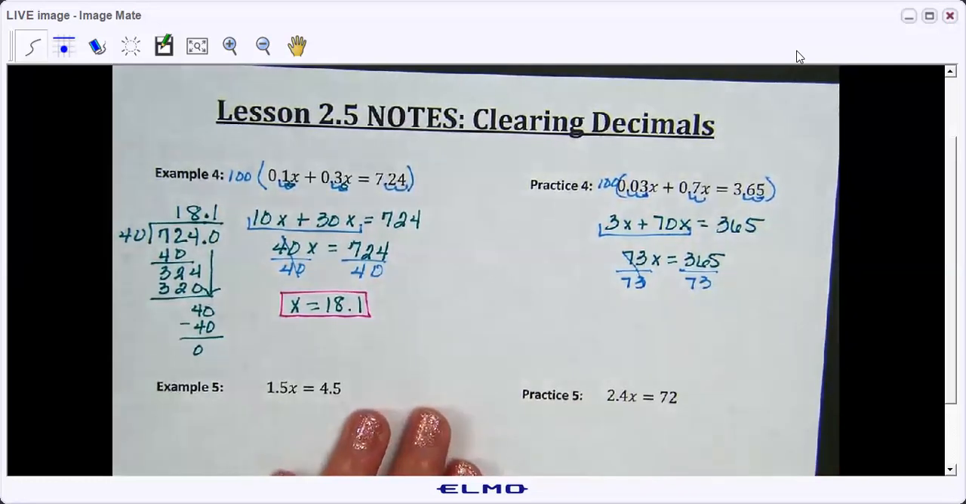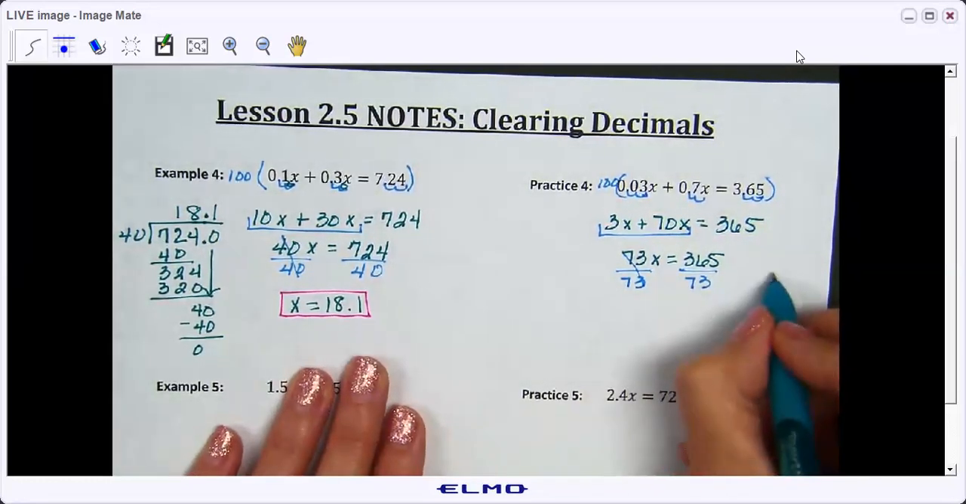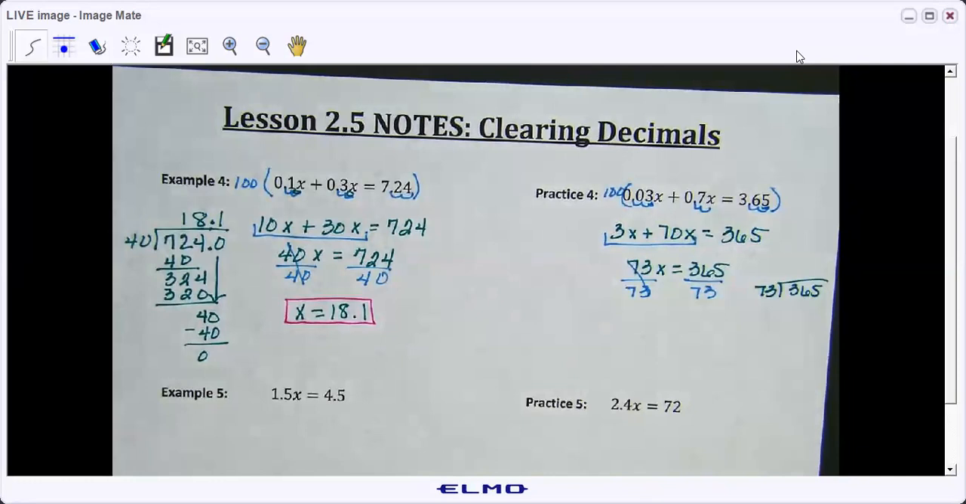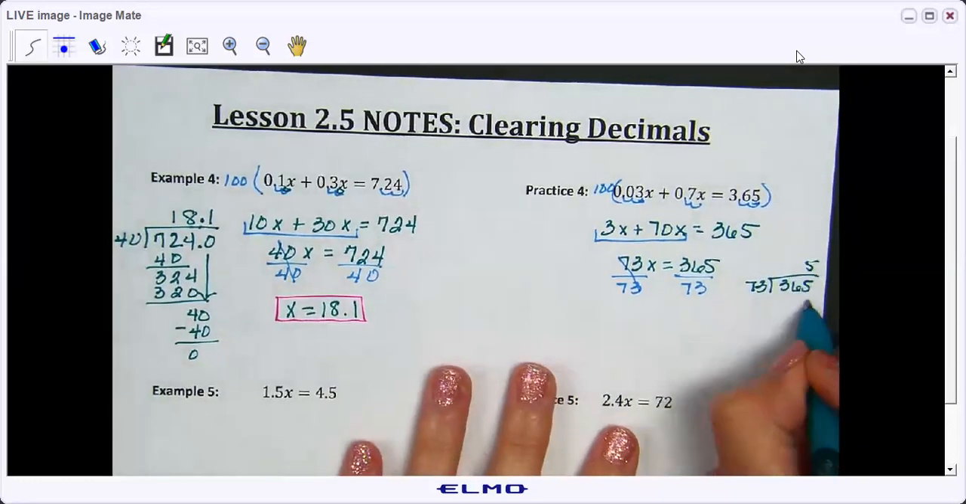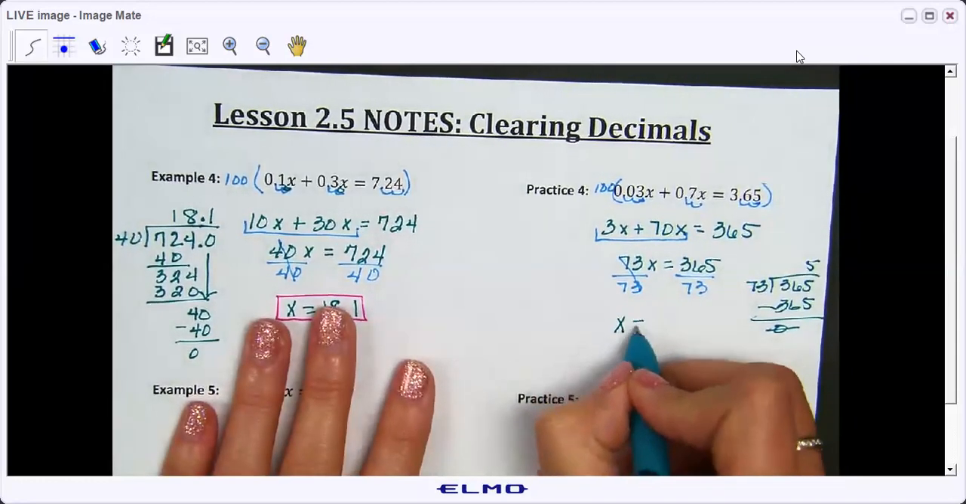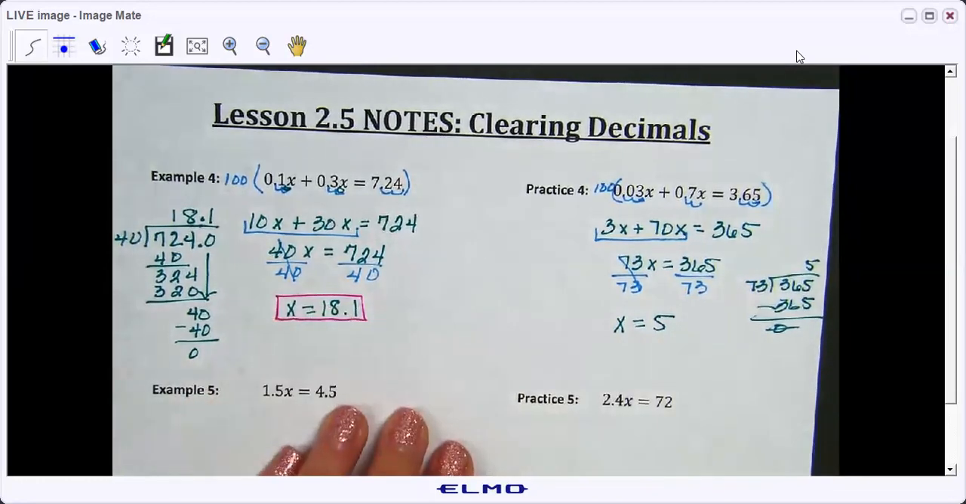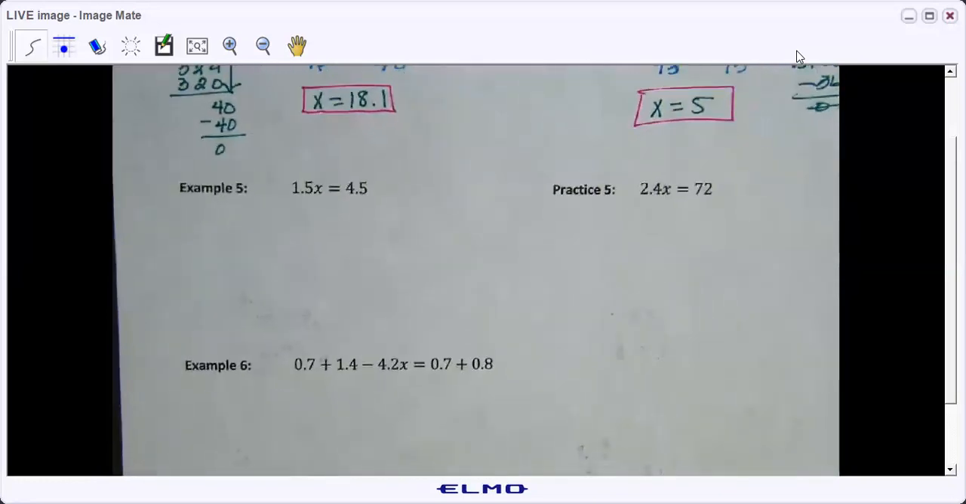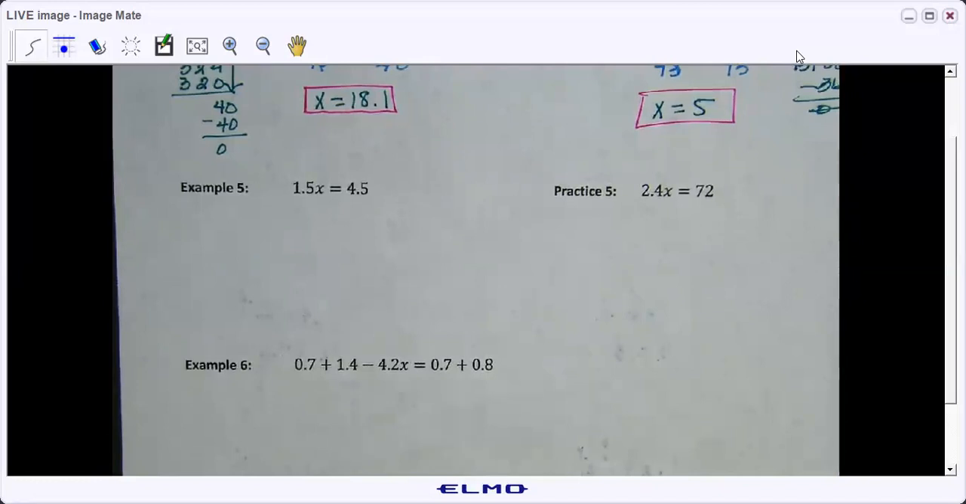Now I have to do some division. So 365 divided by 73. Oh, goodness me. Let's see. 3 times what is close to a 5, or 3 times 7 is close to 36. Okay. 1, 5. Oh, it is. Okay. So x equals 5. Right. Any questions about practice 4? Thank you. Okay, let's do example 5. I am going to clear my decimal.